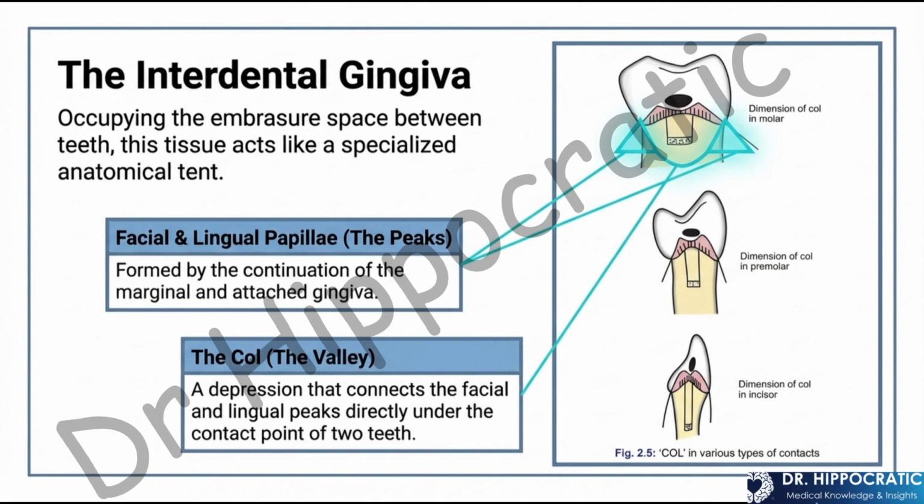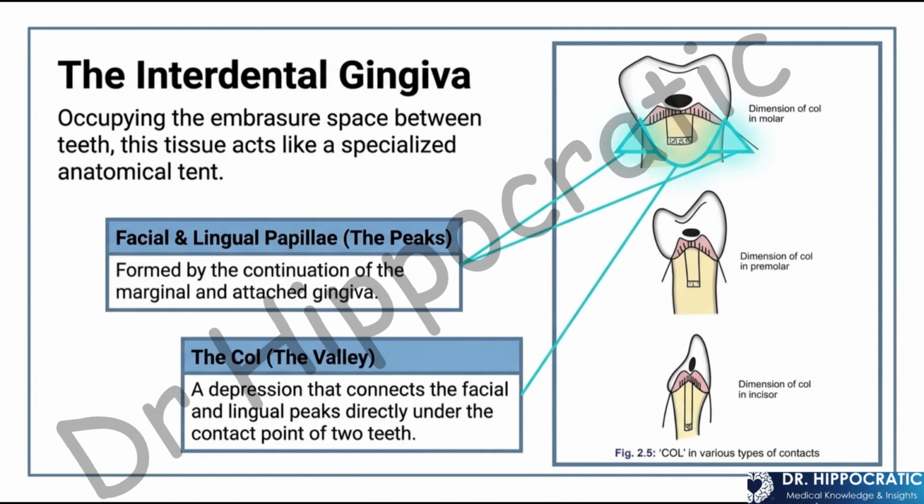Slide 5 is titled The Interdental Gingiva. The subtext reads, occupying the embrasure space between teeth, this tissue acts like a specialized anatomical tent. The visual diagrams here are really helpful. Yeah, they're fascinating. We see cross-sections of different teeth, a molar, a premolar, and an incisor, detailing how the gum tissue fills the empty void between adjacent teeth. Notice how the tissue adapts completely to the shape of the teeth.